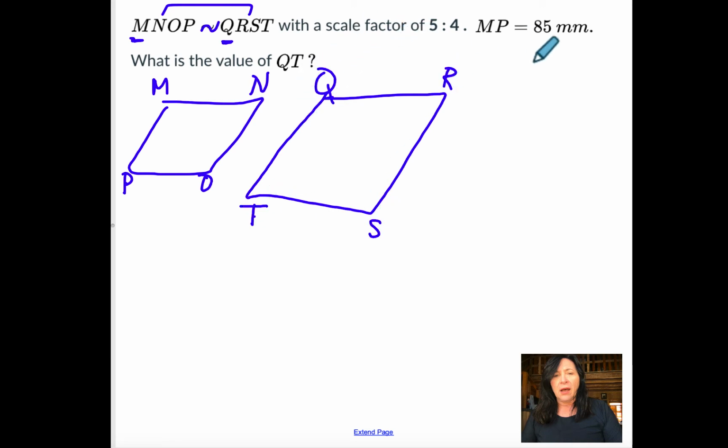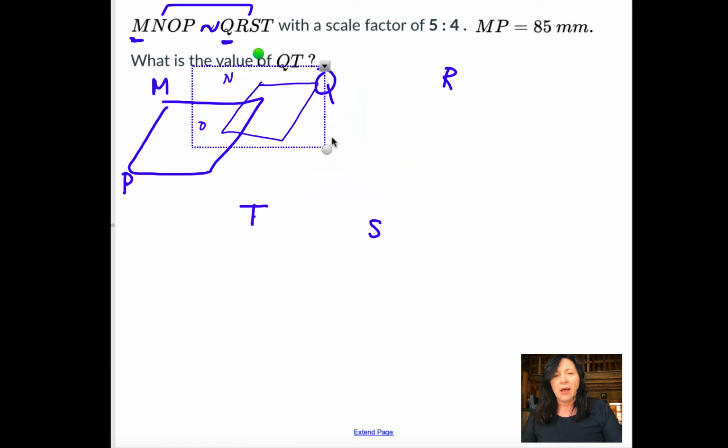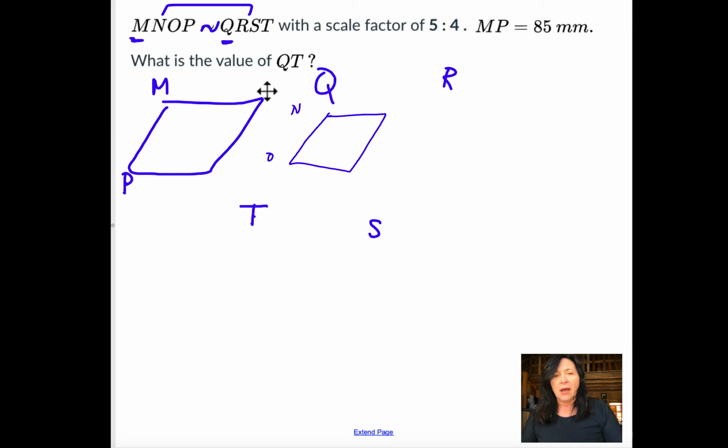So now we know that the scale factor is 5 to 4. So actually, it should be large to small. So what I'm going to do, I think, is shrink that. And fix that a little bit because I want to make sure it's just accurate. And so we have M, this was N, this is O, and that's P. And then this was Q, there's R, here's S, and here's T. And the reason I shrunk that is because it's large to small, and I didn't read that ahead of time.